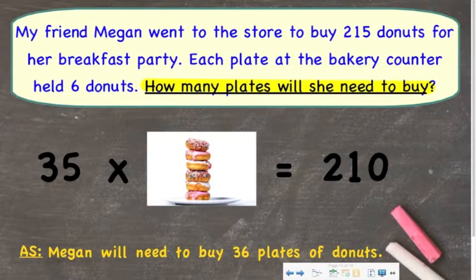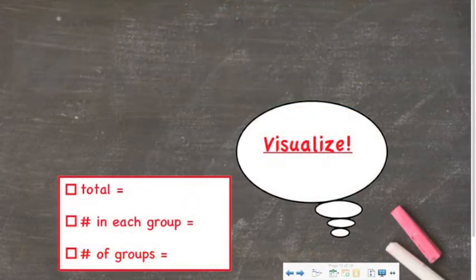So there we go. We've now solved a story problem together by visualizing and by really figuring out what information is given to us and what we need to find out. Pause the video and try this on your own using these two strategies, and then we'll see how you did.